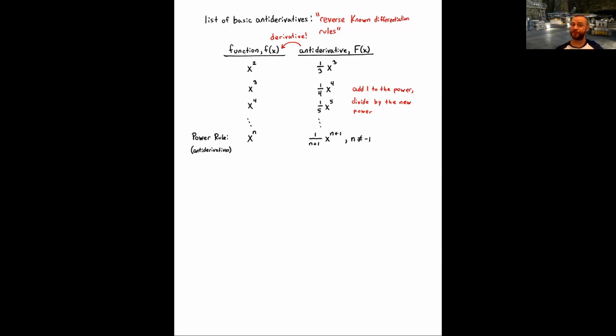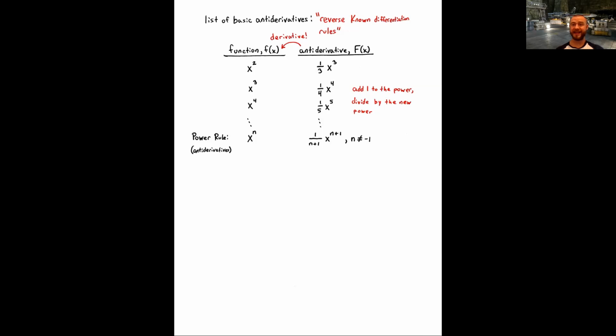Now, to make this precisely correct, we basically had a correct rule. The only exception is it doesn't apply, since we would get division by 0 when the value of n is -1. So what we have here is a precise and correct statement for the power rule of antiderivatives. The antiderivative of x to the n is 1 over n plus 1 times x to the n plus 1, provided n is not -1.